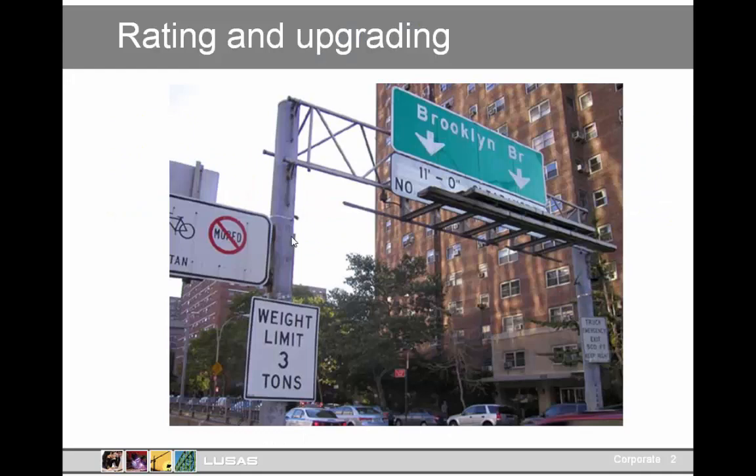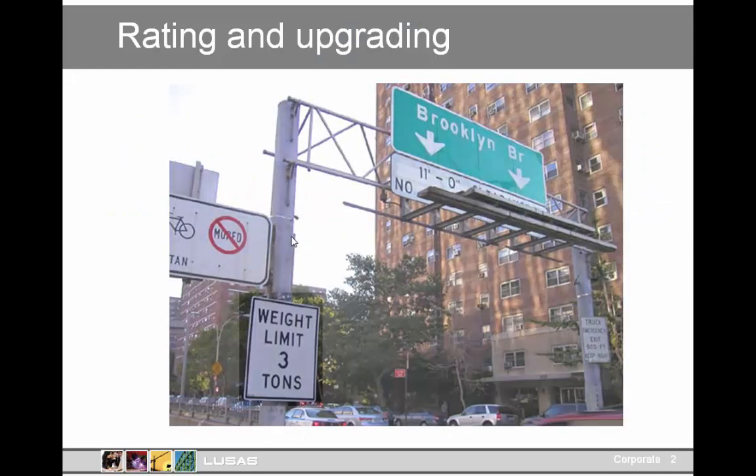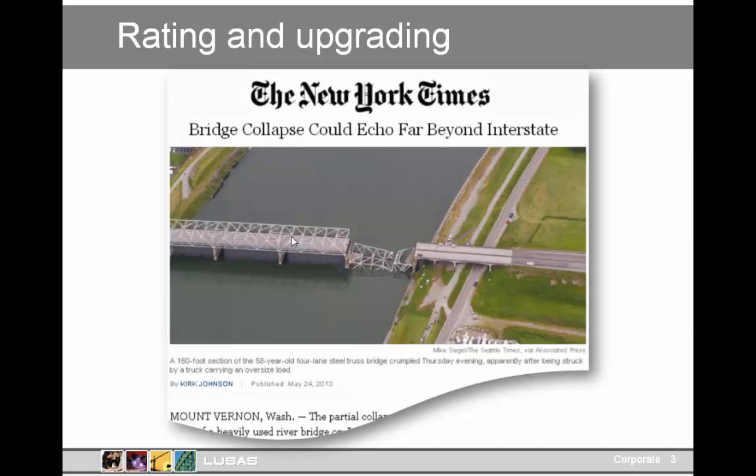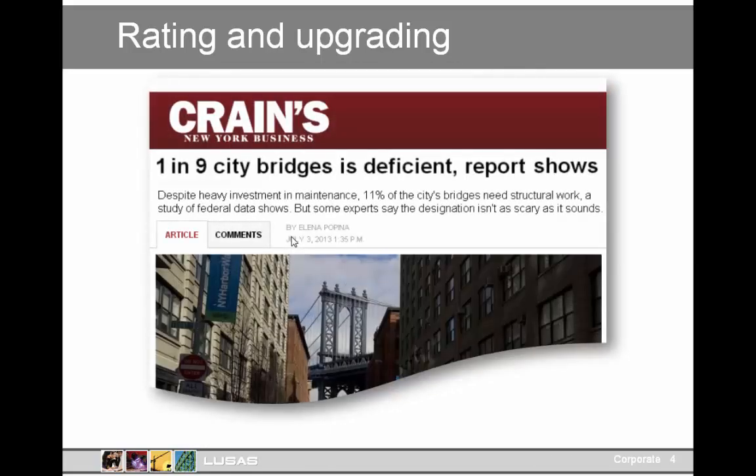Existing structures are tricky. We analyse them and give them a rating. Safety has to be the highest consideration here. No one wants to see what happened in Washington State happen in New York, but it's more complicated than just staying safe. Because if one in nine bridges needs work, that's going to mean a lot of dollars and a lot of disruption to the travelling public. We have to take each one case by case, and I expect the owners do just that.